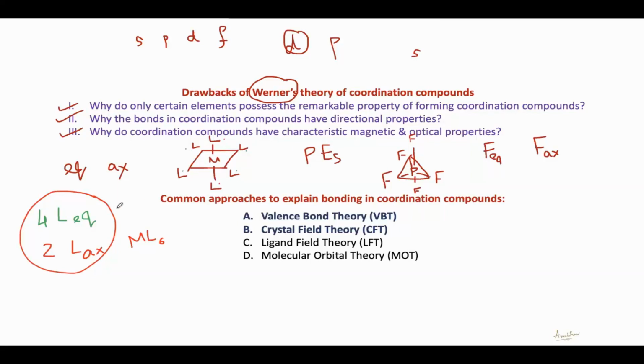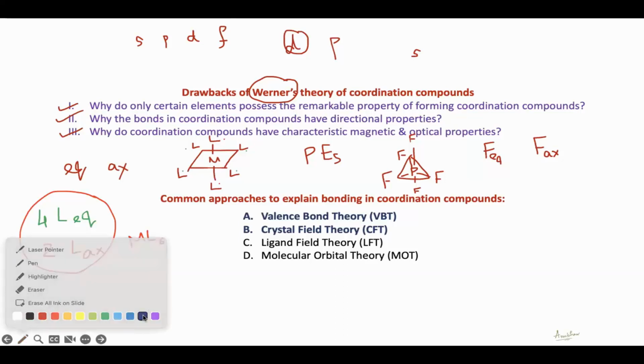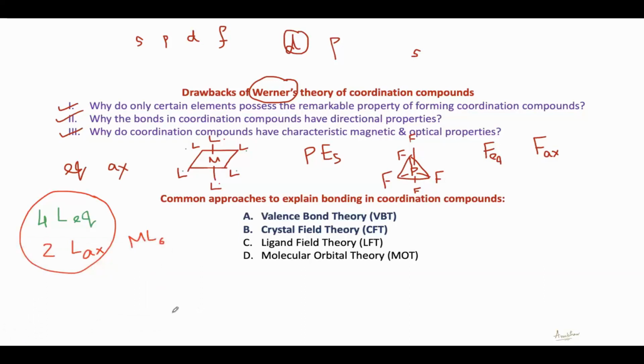Lastly, why do coordination compounds have characteristic magnetic and optical properties? In the last class, I told you about the optical properties present in coordination compounds. The cis isomers can be optically active, and the trans isomers can be optically inactive. These things are not explained by Werner's theory.